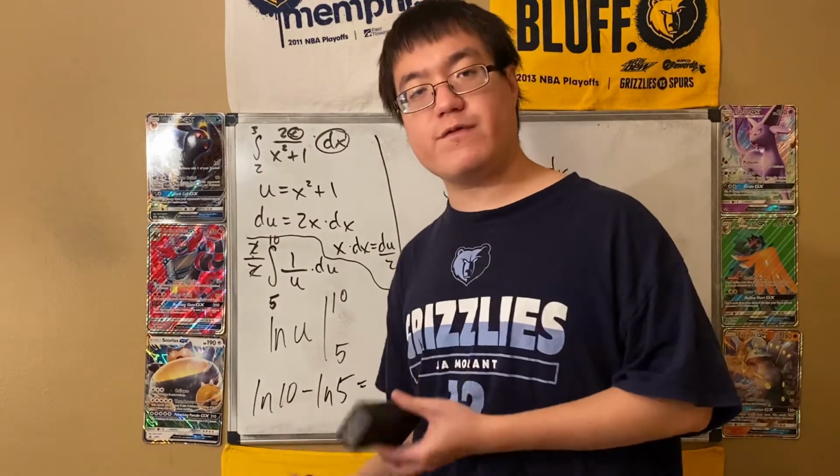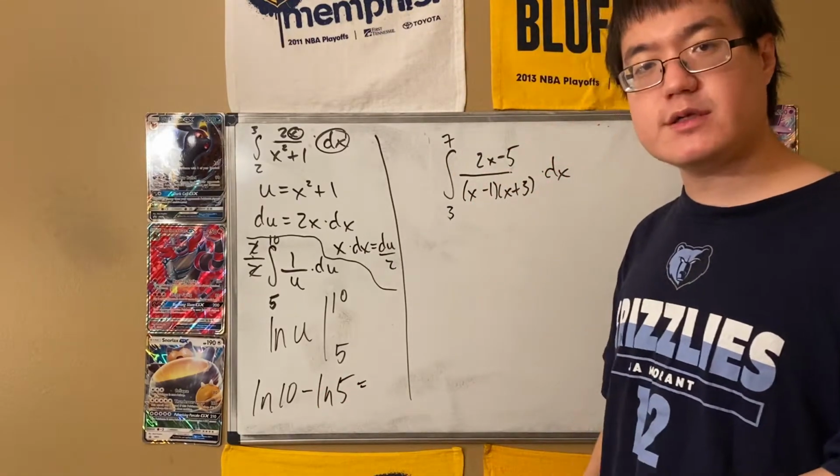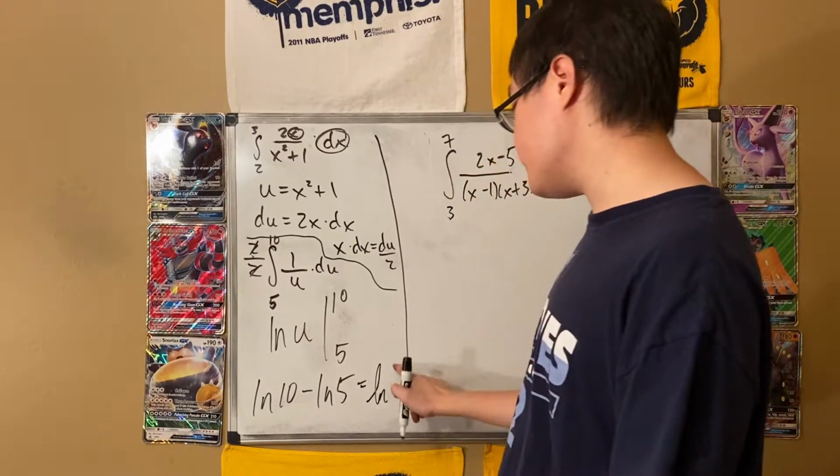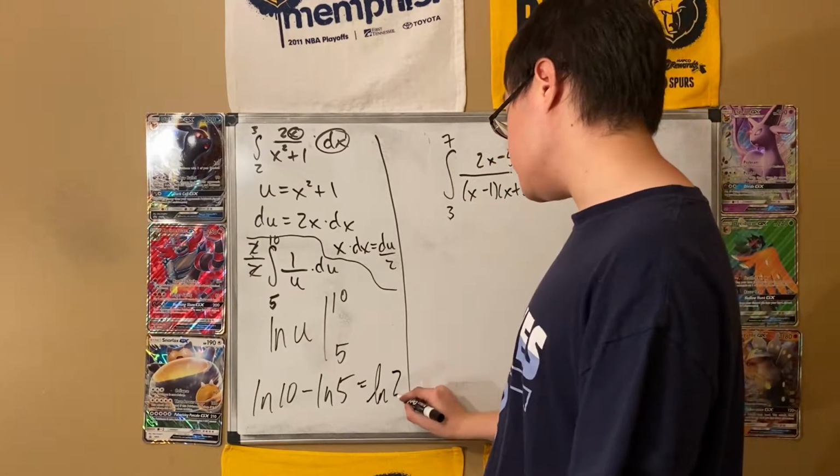If you're feeling a little frisky, you'll know that the subtraction of ln's is actually the division inside a single ln. So this is going to be the same thing as ln of 10 divided by 5, but I'm just going to write it as ln of 2.